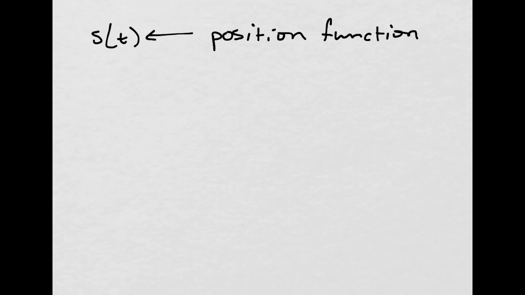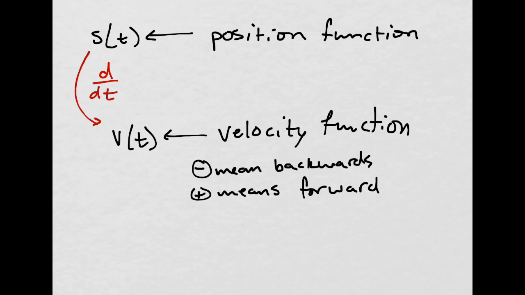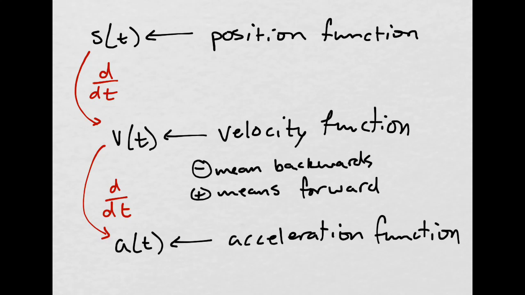So here, if you have the position function and you take the derivative with respect to time, d dt, you end up with the velocity function. This tells you the velocity of the particle, or whatever you're looking at. Remember, velocity has a direction, so if you have negative, you're moving backwards or to the left. If you have a positive velocity, that's forwards or to the right. Then if you take the derivative with respect to time of this, you end up with the acceleration function.